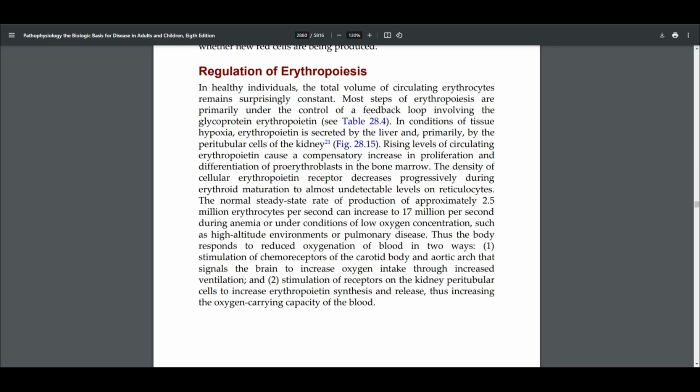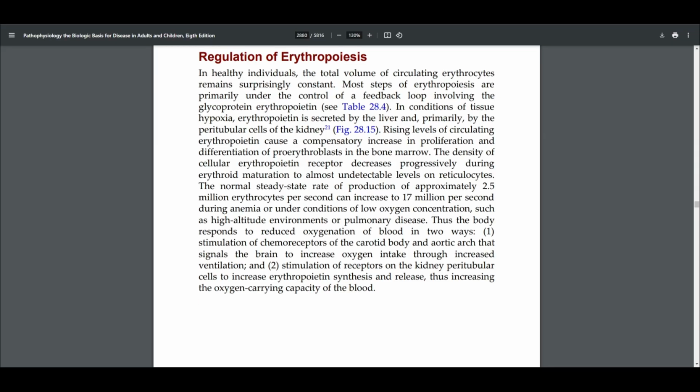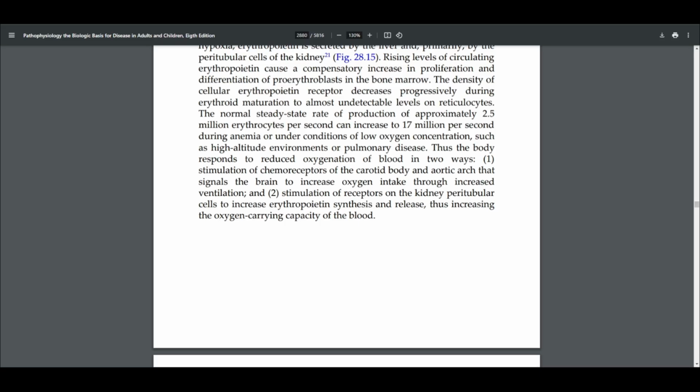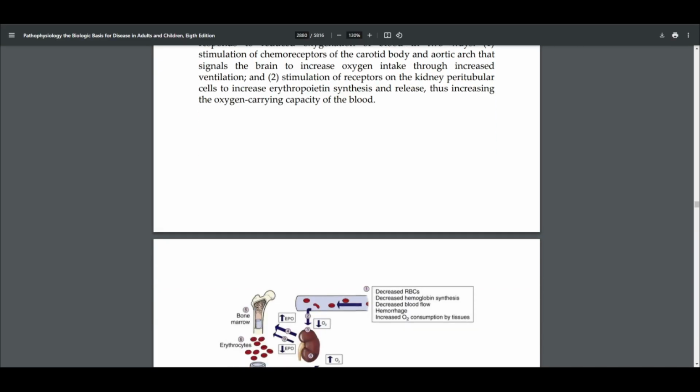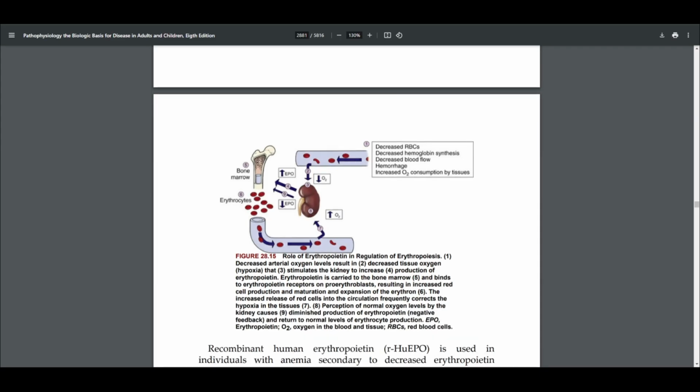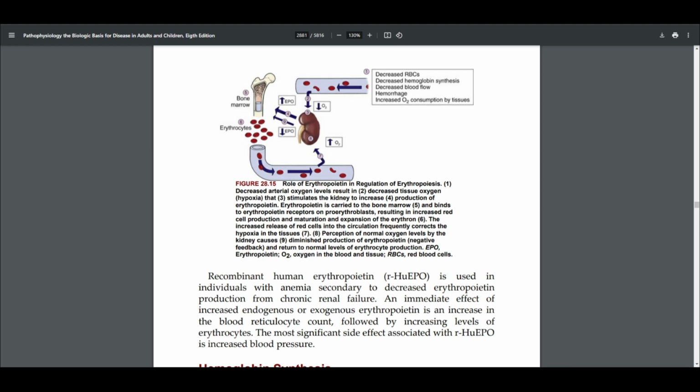The normal steady-state rate of production of approximately 2.5 million erythrocytes per second can increase to 17 million per second during anemia or under conditions of low oxygen concentration, such as a high-altitude environment or pulmonary disease. Thus, the body responds to reduced oxygenation of blood in two ways. 1. Stimulation of chemoreceptors of the carotid body and aortic arch that signals the brain to increase oxygen intake through increased ventilation, and 2. The stimulation of receptors on the kidney peritubular cells to increase erythropoietin synthesis and release, thus increasing the oxygen carrying capacity of the blood. So here you're taking a look at the role of erythropoietin in the regulation of erythropoiesis.